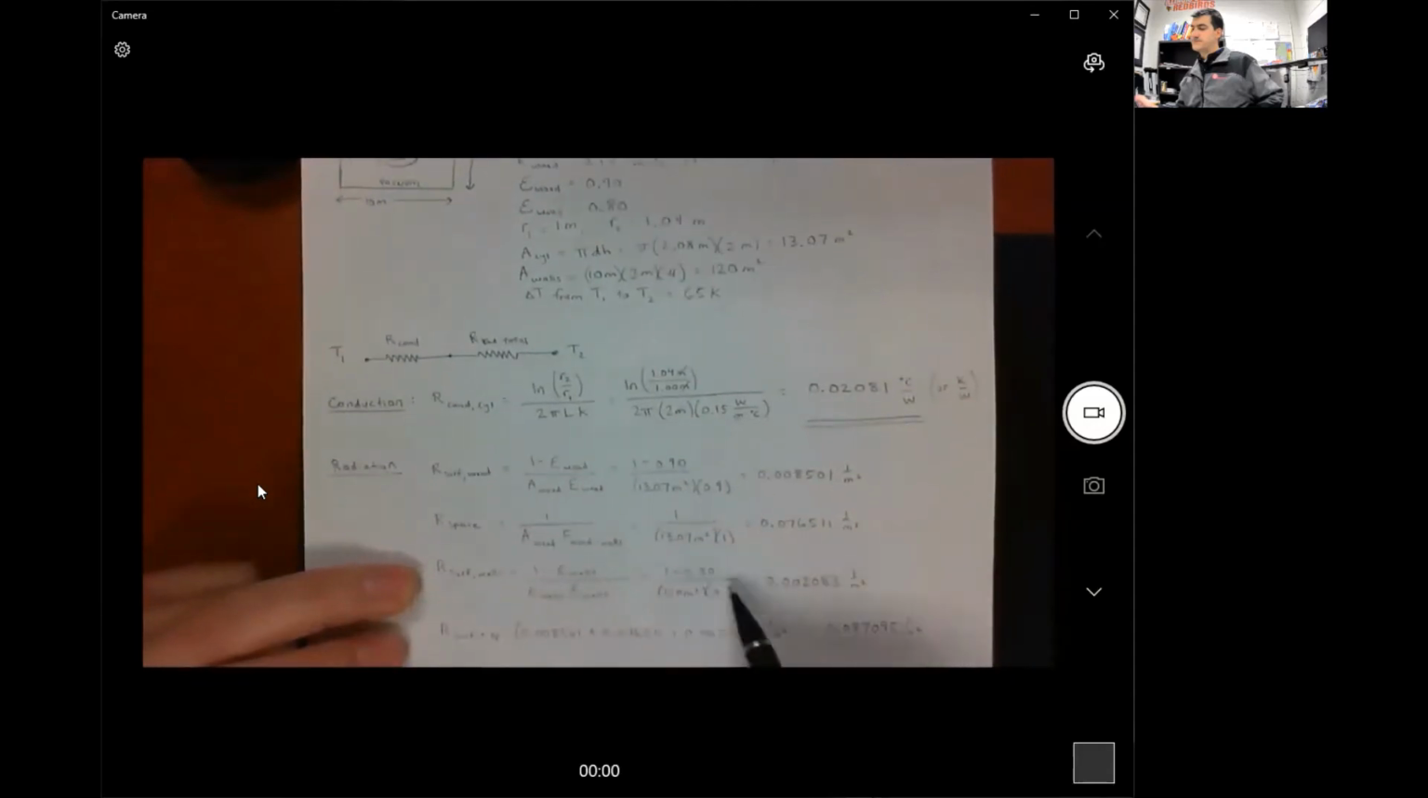Then we have the surface resistance of the walls. So it's 1 minus the emissivity of the walls divided by the area of the walls times the emissivity of the walls. So we plug in numbers for that. We get 1 minus 0.8 divided by 120 meters squared times 0.8. And you get 0.002083 1 over meter squared.